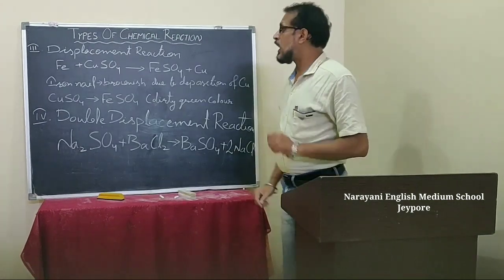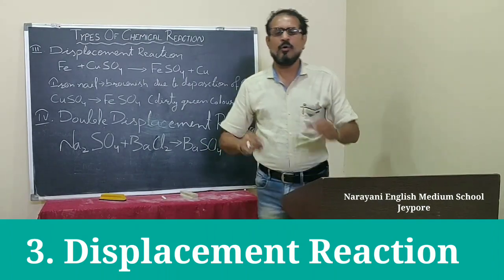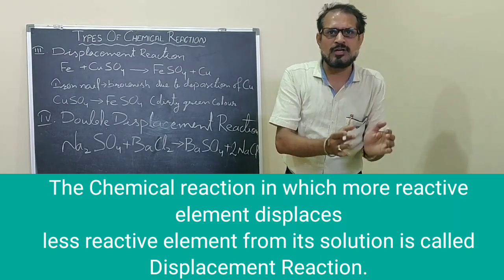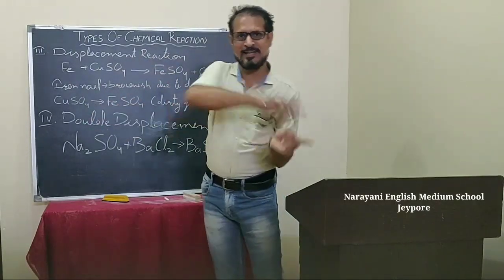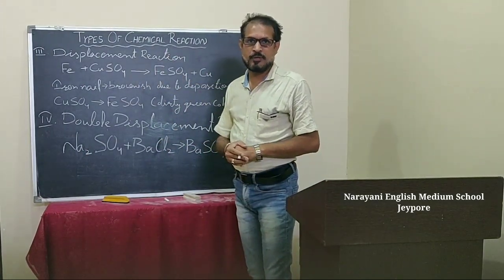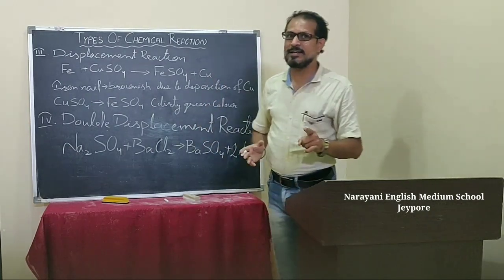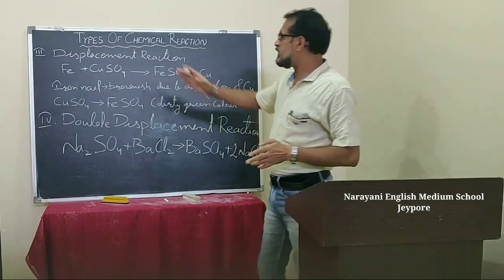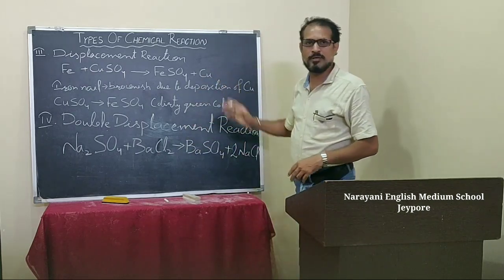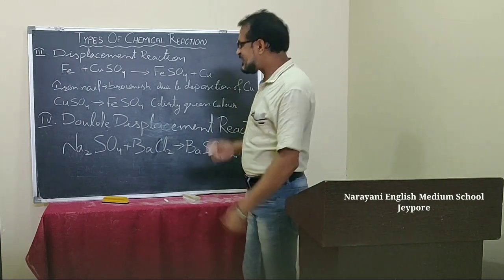Now, our third one is displacement reaction. What is displace? Displacement means taking a thing from its place to another place. As the name suggests, in case of displacement reaction, two or more substances react with each other, but the highly reactive one will take out the lower reactive one and new products will be created. New products will come into existence. How? Let's take an example.